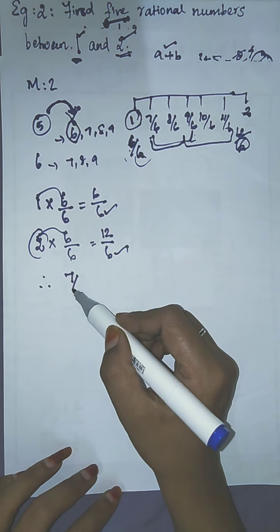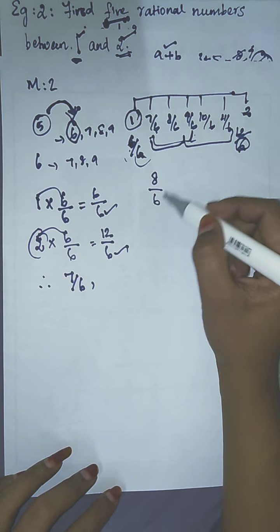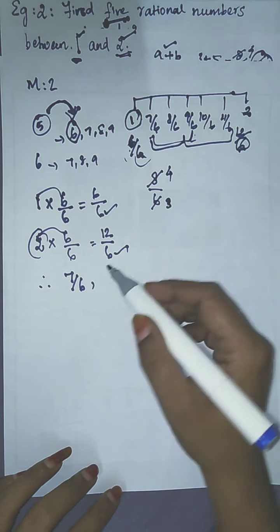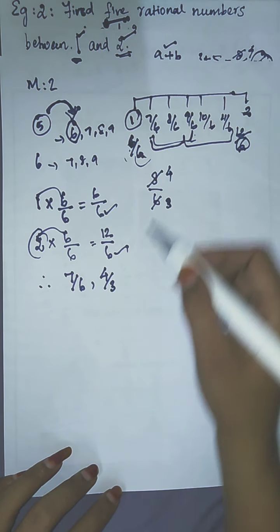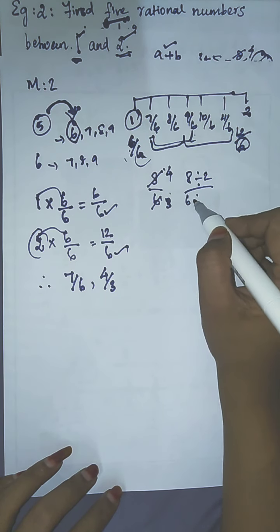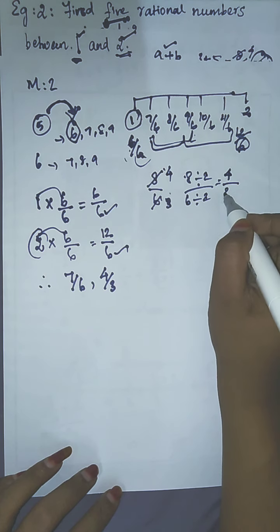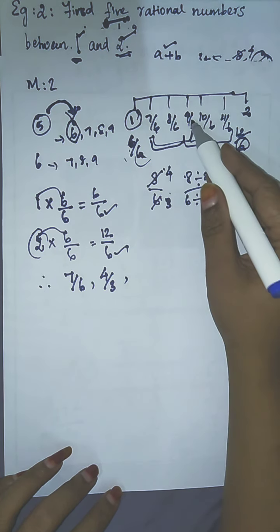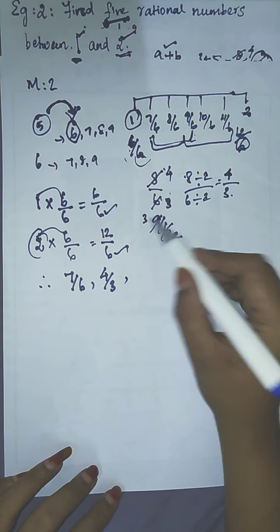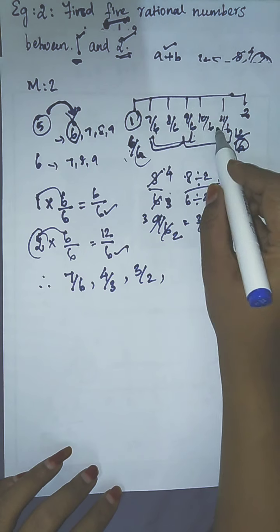Look, 7 by 6, 8 by 6, we can cancel it. So 8 divided by 6, 4 2s are 8, 3 2s are 6, right? So 4 divided by 3. Simply you can divide by 2, like 8 divided by 2, 6 divided by 2. So 8 divided by 2 is 4, and 6 divided by 2 is 3. That's it. So next 9 by 6, right? 9 by 6 means 2 3s are 6 and 3 3s are 9. So 3 by 2.